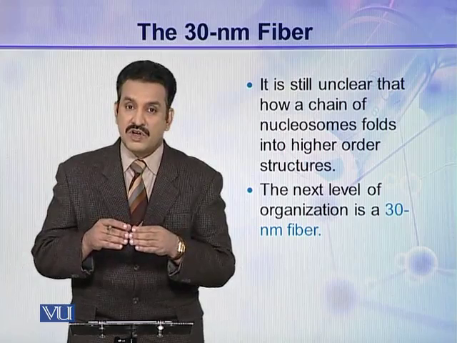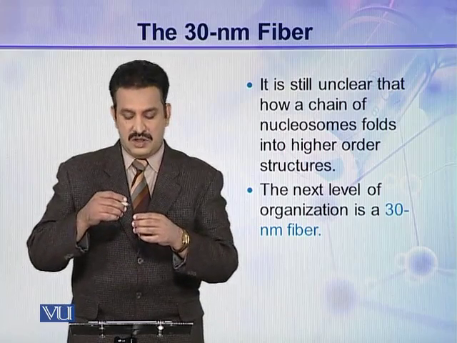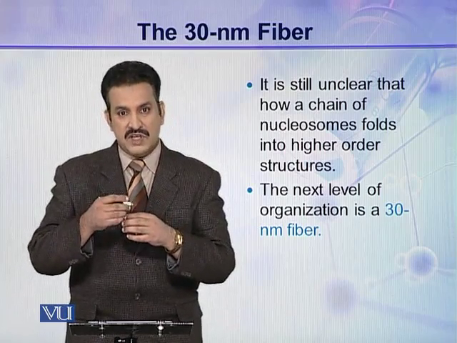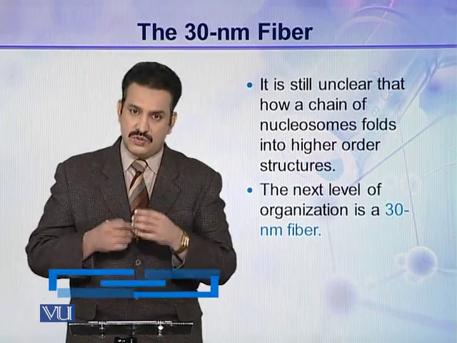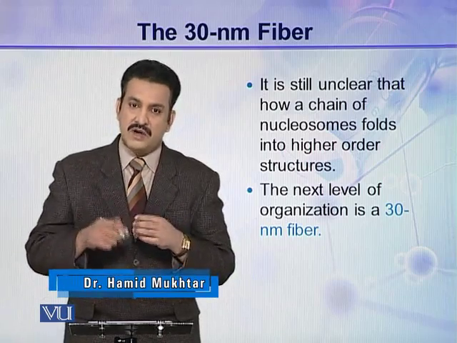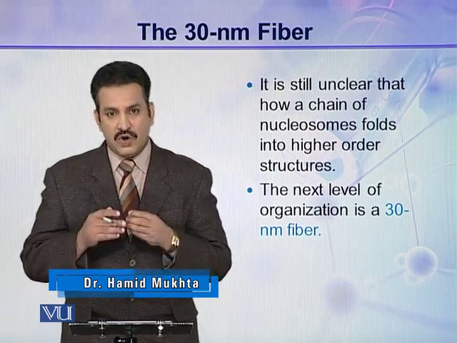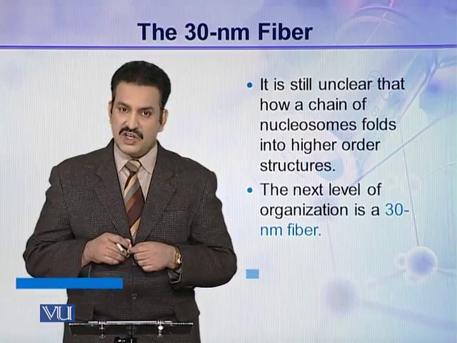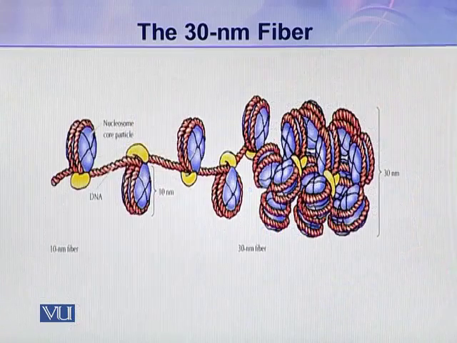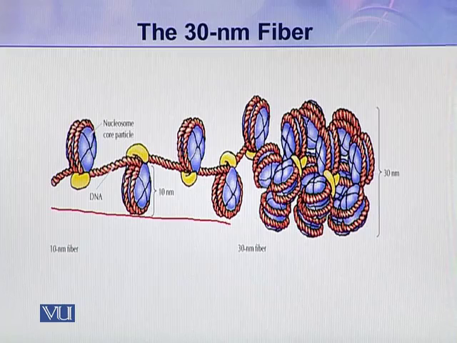So the first level of organization is the winding or wrapping of DNA around the nucleosome. This is the first level of folding. And the next level of organization, or next level of folding, is the formation of the 30 nanometer fiber. And here you can see this is a 10 nanometer fiber, which is the chromatin fiber, or which you can say beads on a string.